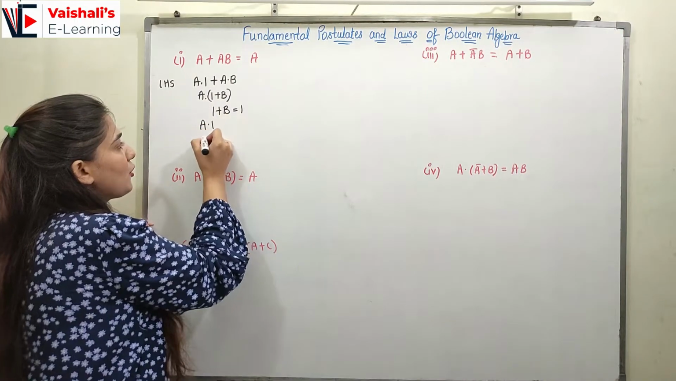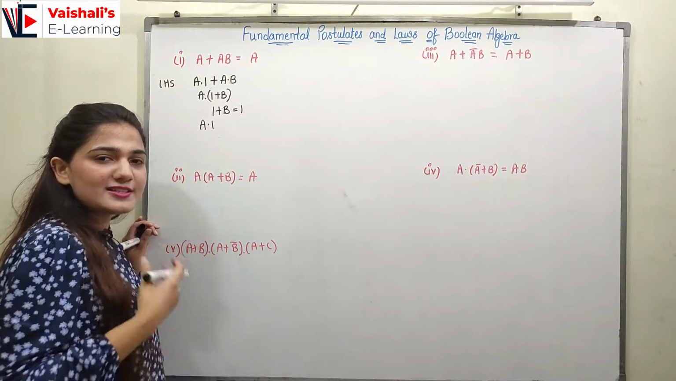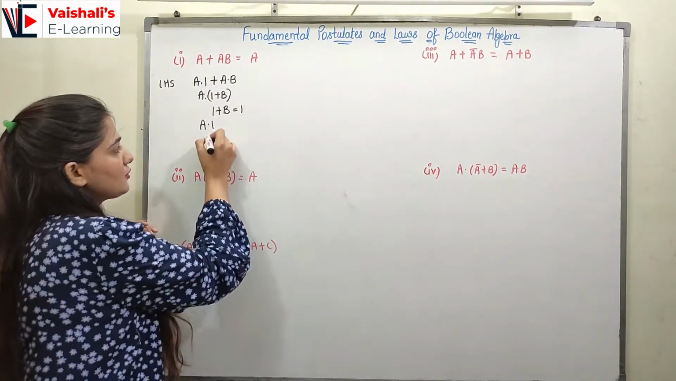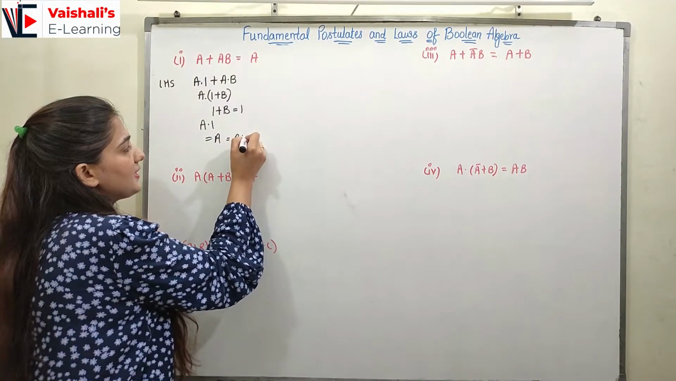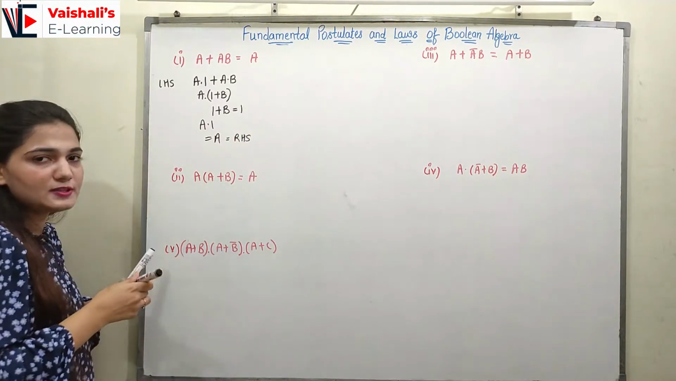I am going to get a dot 1. So this is the identity property of the dot. So I can get a dot 1 is equal to a, which is equal to right hand side. So I have solved this first question.